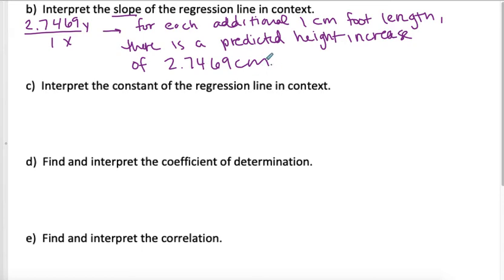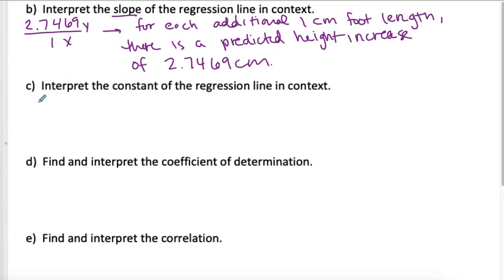Okay, so this is going to be our interpretation. I've addressed the 1 centimeter for additional foot length and how that's changing. It's increasing because it's positive. And so for each additional 1 centimeter foot length, there is a predicted height increase of 2.7469.